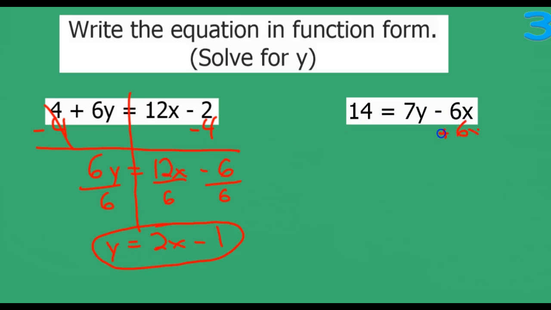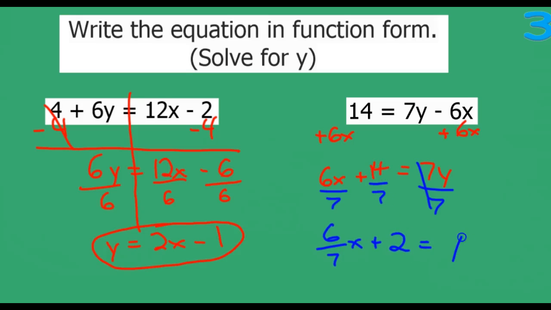Here I'm going to add 6x to both sides. So I get 6x plus 14, because the 14 is positive, equals 7y. Divide that by 7. Divide everything by 7. 6x over 7 is going to stay a fraction. Plus 14 divided by 7, which is 2, equals y.